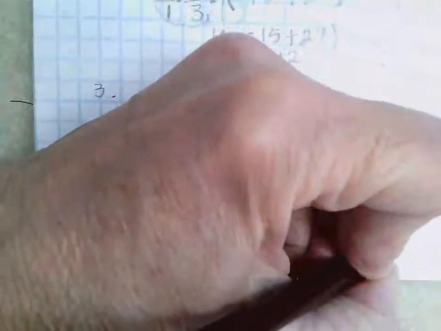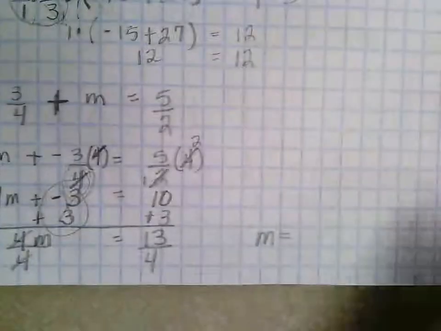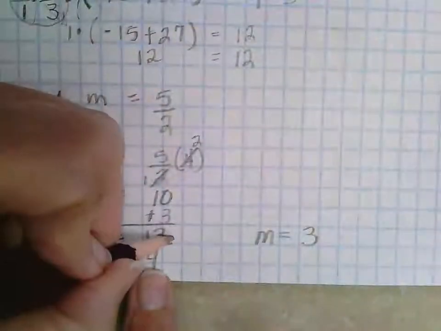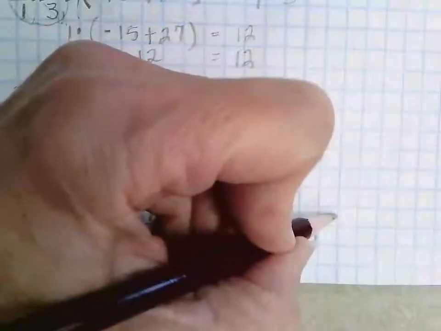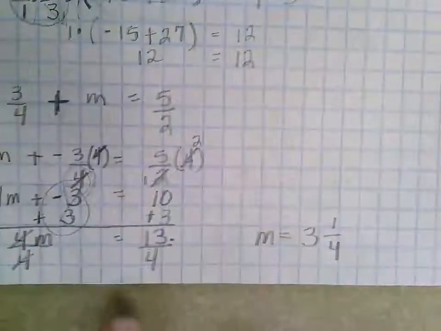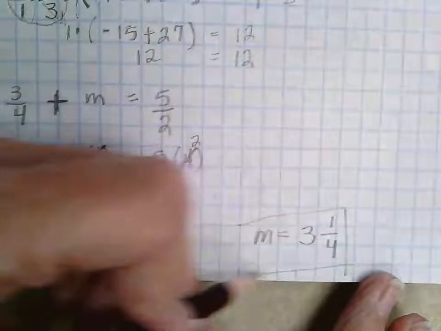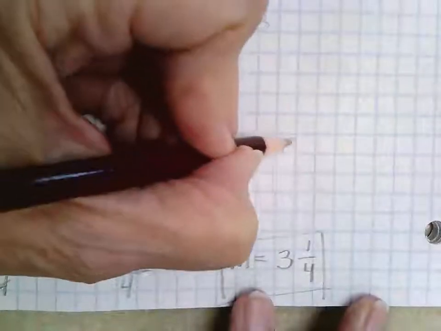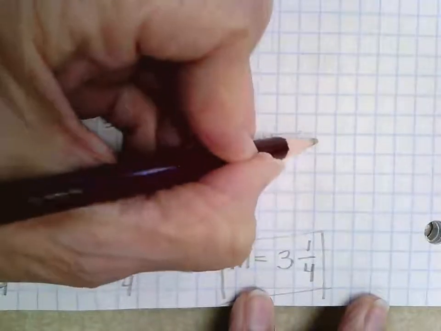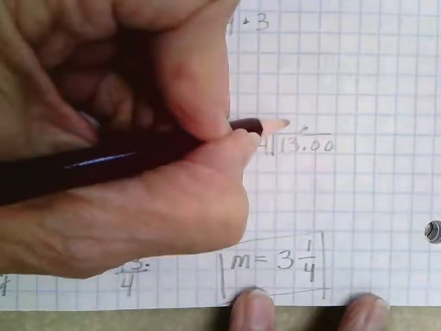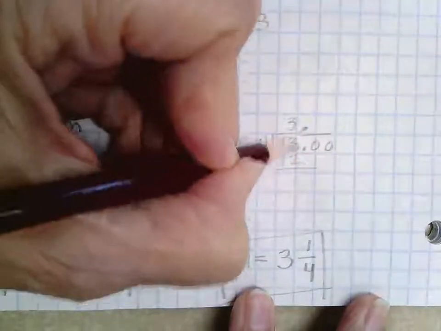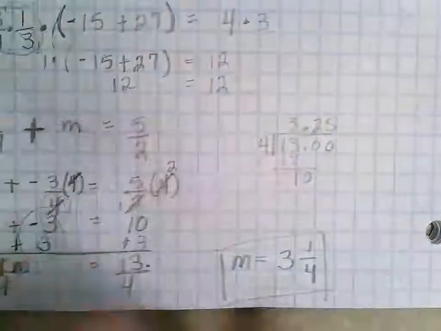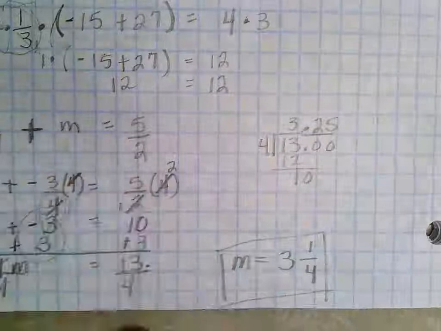And that leaves me with m is equal to 13 divided by 4 is 3 1/4. If I wanted to do that with decimals, 13 divided by 4, I would have to add my zeros on. And that would be 3 25/100, because that's what 1/4 is equal to.